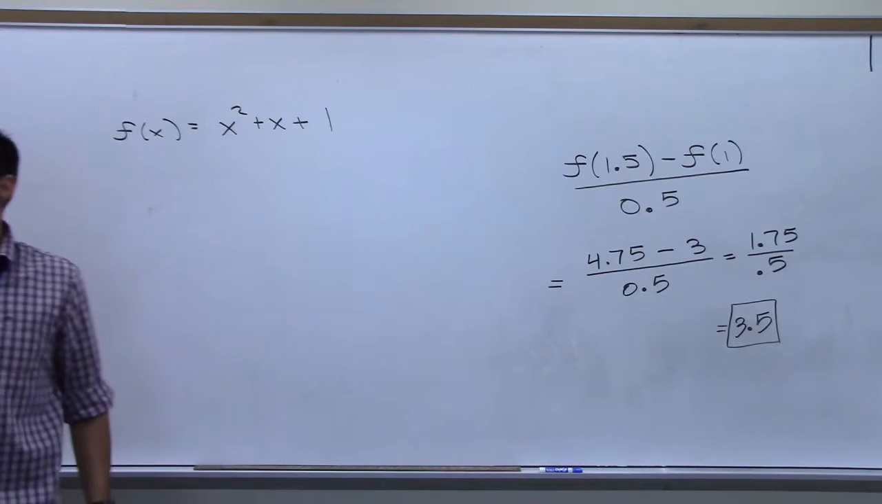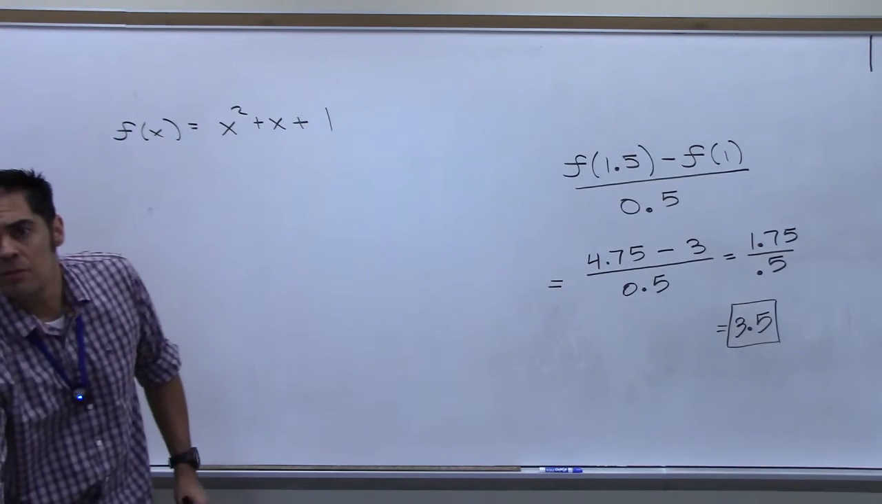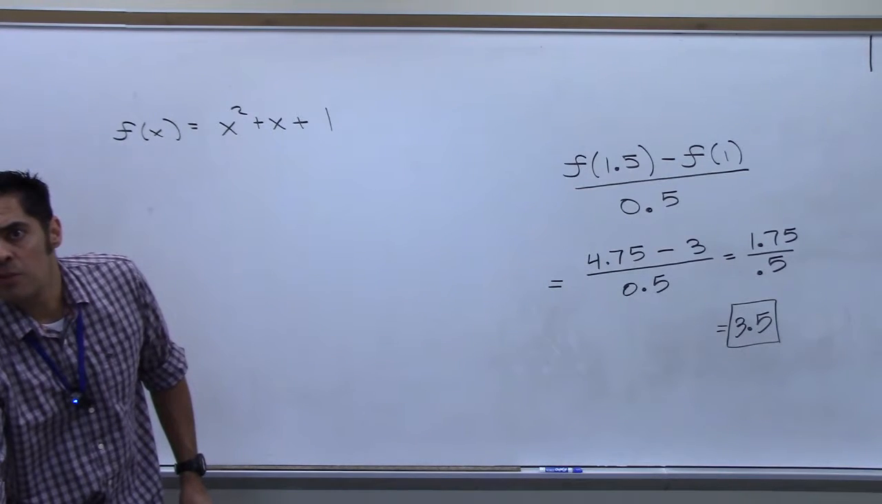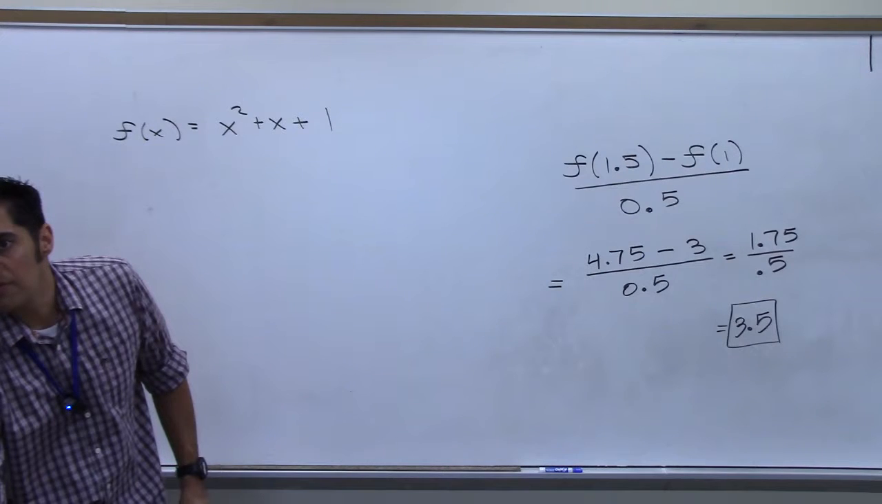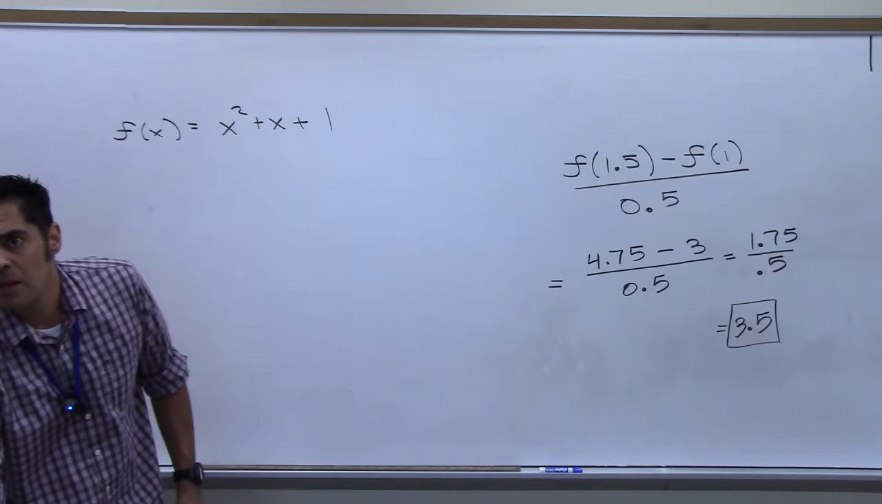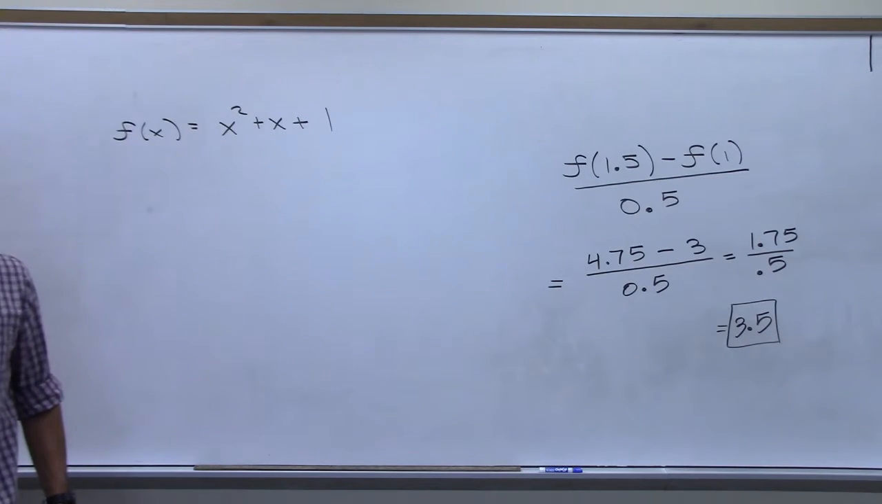Okay, so that picture right there is an actual depiction of what's happening. You have an x value, right? Your x value was 1. And then you added h, so h was 0.5. So this is your second point. The slope between those 2 points, right, the line, is 3.5.